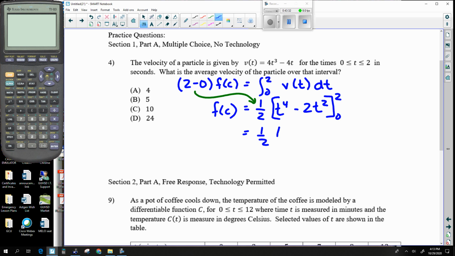So this is 1/2 2. Technically no technology, so let me not use technology. 2 to the 4th is 4 times 4, that's 16. 16 minus 8, that's 8. Minus 0 is 0, so this is 4.